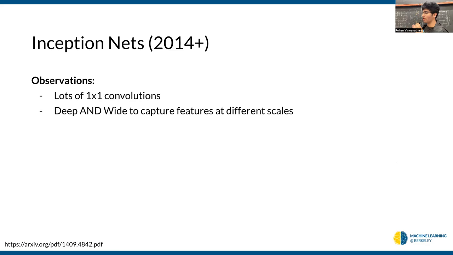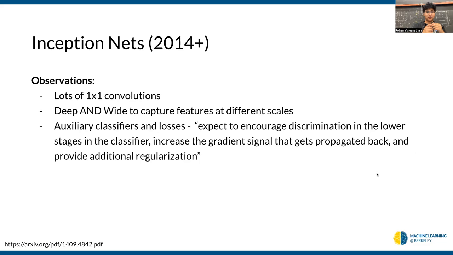This is not explained super well, but essentially we want to encourage discrimination in lower stages, increase the gradient signal that gets propagated back, and provide additional regularization. The motivation behind this is that, again, we want to learn low-level features in earlier stages of the classifier. And then as we go through, we want to consider previous layers and previous inputs that we've taken into account to regularize and make sure that spatial discrimination is maintained in our gradients.